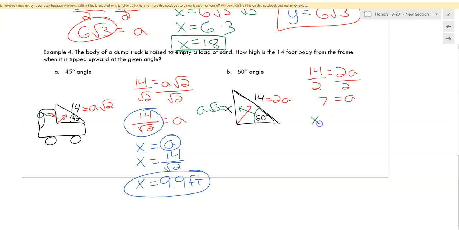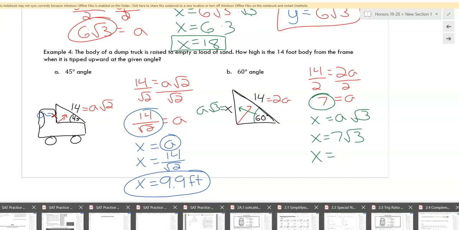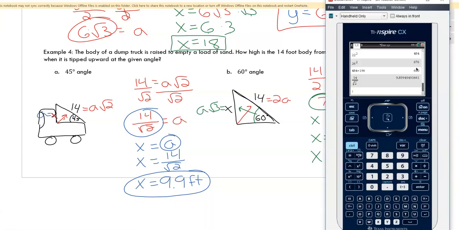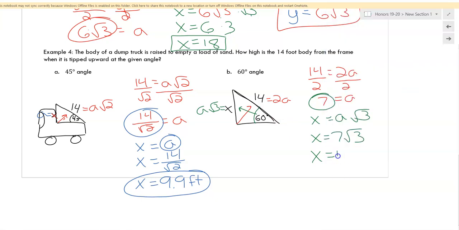Solving for x, I'm plugging that in. So x equals 7 root 3. Easy enough. Again, I'm just going to type that in my calculator. 7 times root 3. This one is about 12.1 feet. Okay, which makes sense, right?